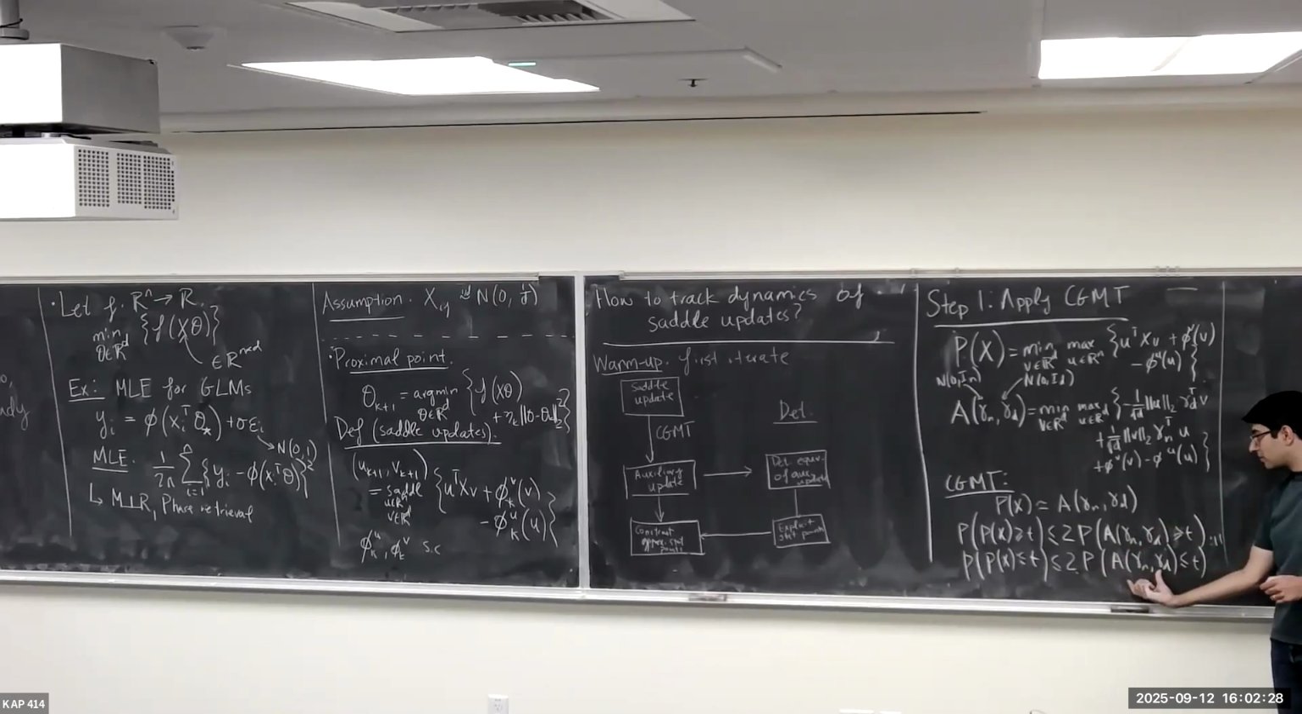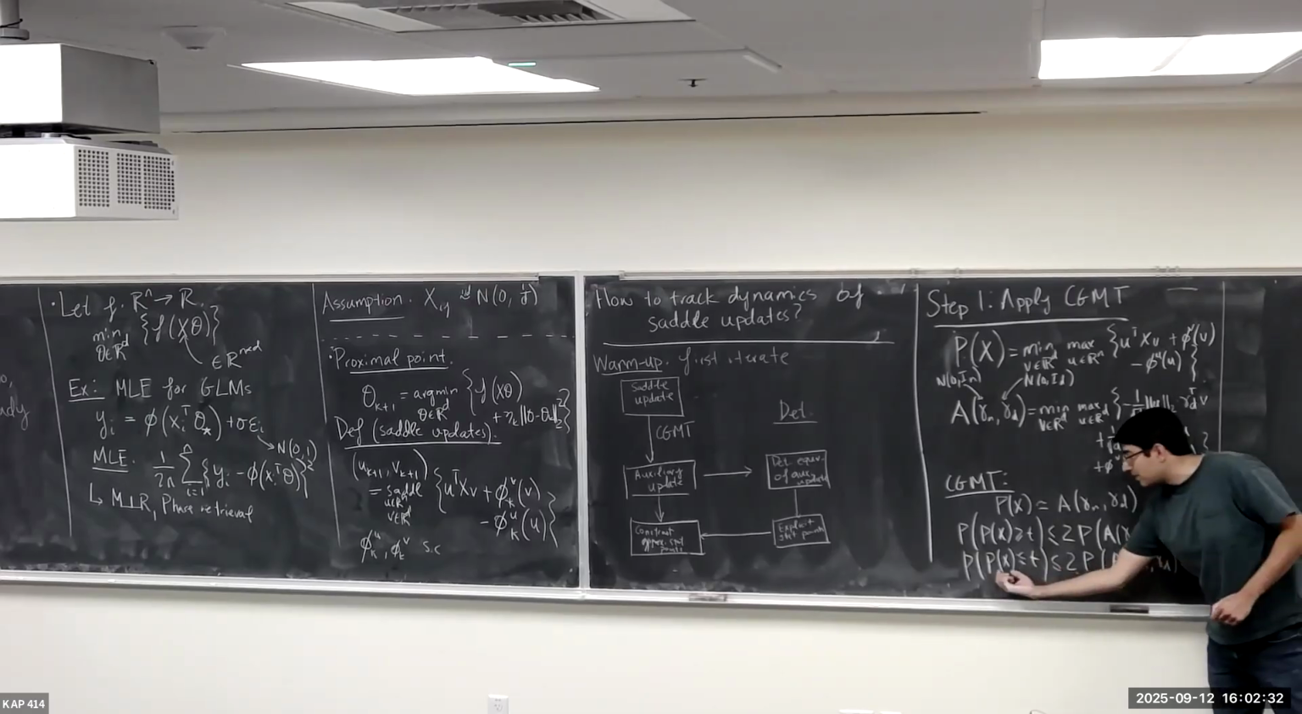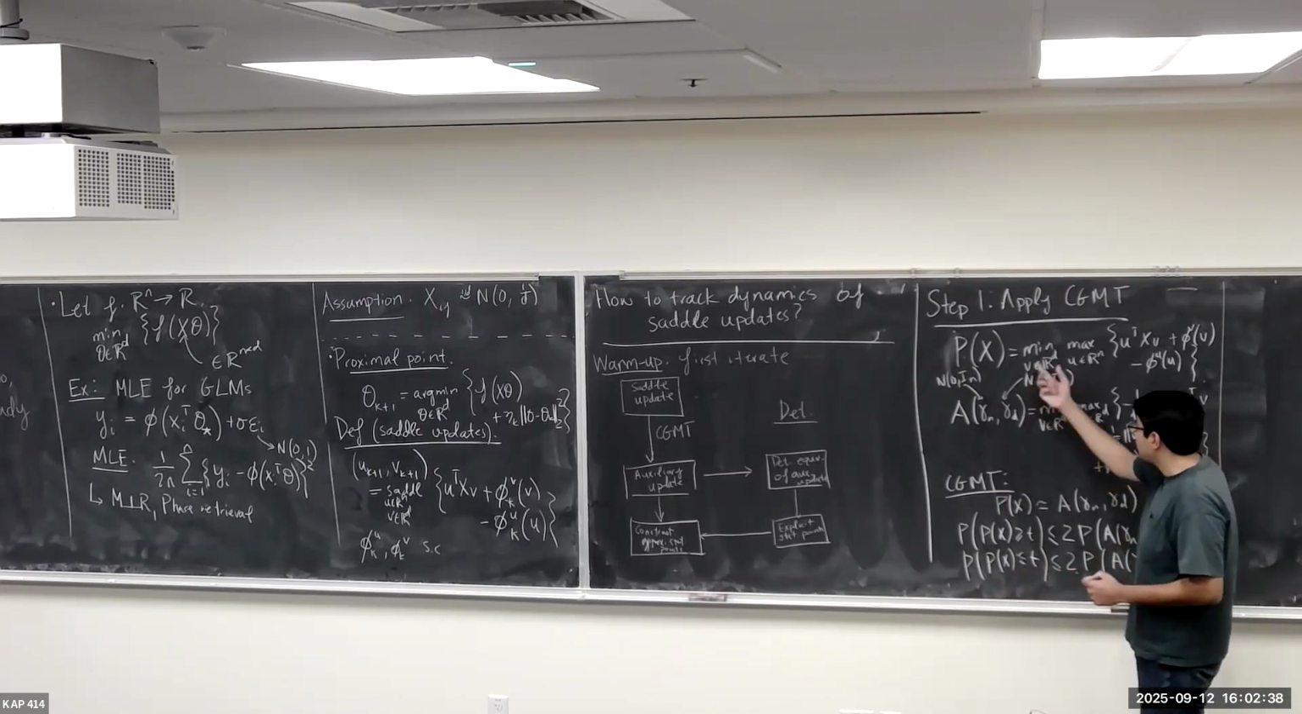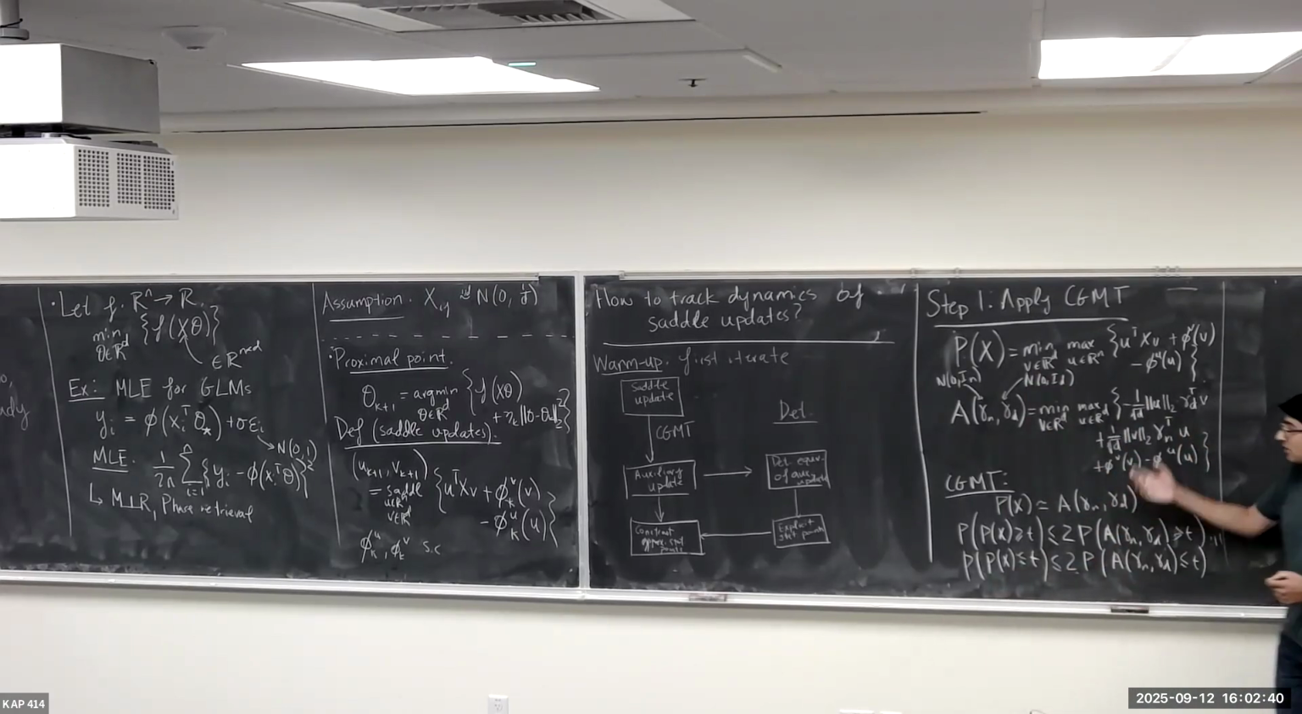This is going to concentrate around some value. You have the same behavior on both tails. So in fact, this primary problem, P of X, is going to concentrate around the same value. So at least for the value of these optimization problems, it suffices just to study this auxiliary.